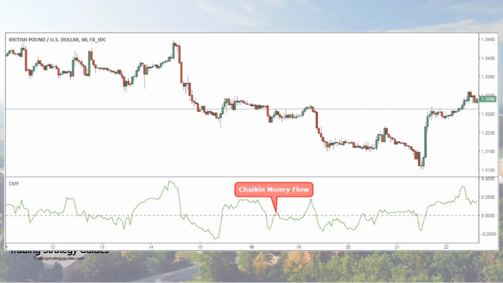Ask yourself, how is this particular market performing relative to what was expected? By learning how to use the CMF and other relevant indicators, you will easily be able to identify whether the buyers or the sellers are currently in control. Let's take a look at the trade steps.